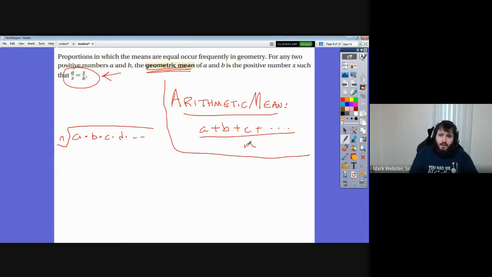So here, we divided by how many numbers there are. Here, we count up how many numbers we're multiplying, and we take that level root. So if we're multiplying 2 numbers, it's a square root. If we're multiplying 3 numbers, it's a cube root. 4 numbers, a fourth root, and so on. So that's what we're talking about with the geometric mean. And if you look here, the way this is set up, if we do our cross products and divide, we get x squared equals ab, and then square root, which is what we're dealing with here.